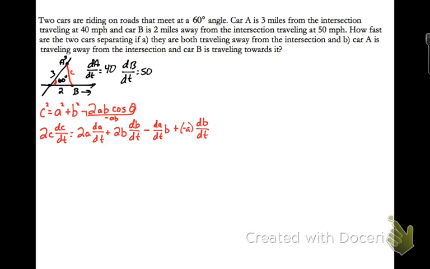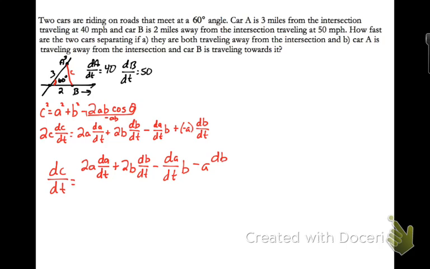And when we solve for dc/dt, dividing both sides by 2c, I'm just going to leave it this way, rather than make it a big deal. dc/dt equals 2a dA/dt plus 2b dB/dt minus dA/dt times b minus a times dB/dt, all over 2c.